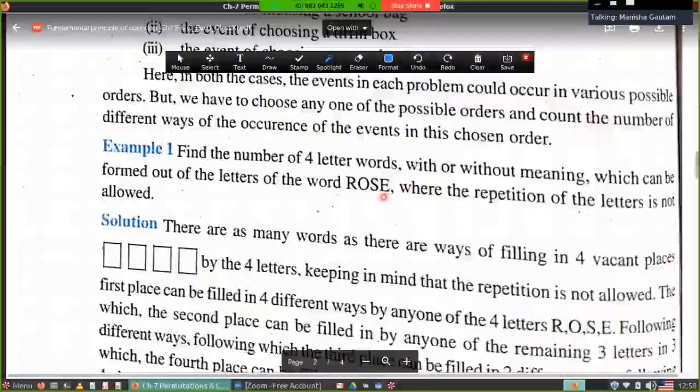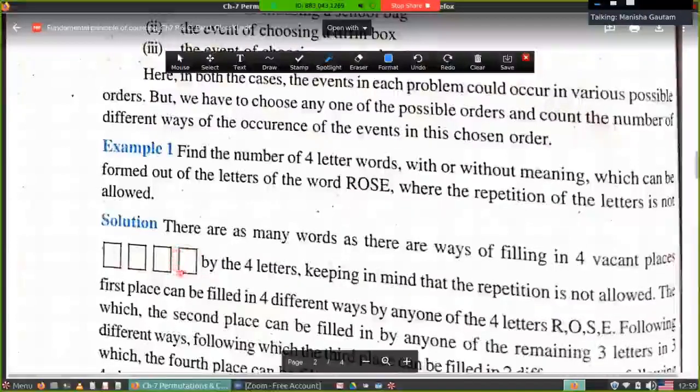4 letters are there, R, O, S, E, 4 letters and 1 word. How to make the arrangement? The second condition is given: repetition of the letter is not allowed. You will not repeat the letter. If you have used R once, then you must not use that R again. So here are 4 places to fill. 4 boxes are here. You have to fill 4 places to make the word by using 4 letters.